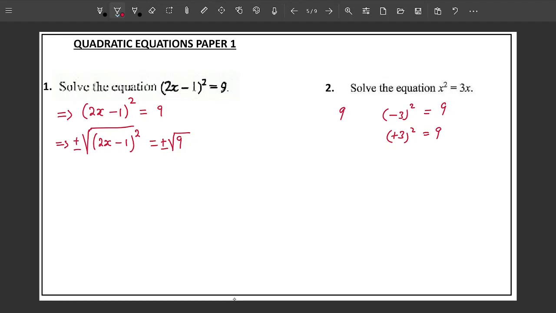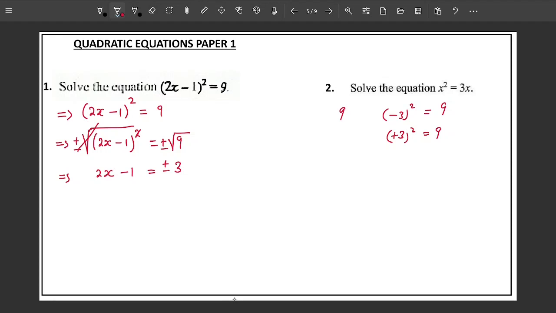So that's the very reason we put a positive and negative there. Once you do that, this power of 2 can cancel with the square, so that on this side you remain with just 2x minus 1, then equals this side. When you square root 9, you remain with 3, so you have positive or negative 3 like that.